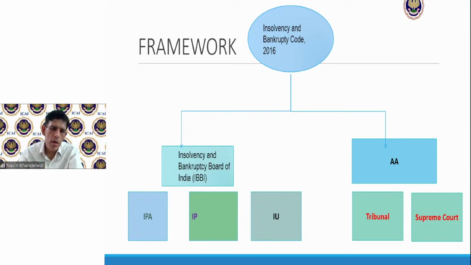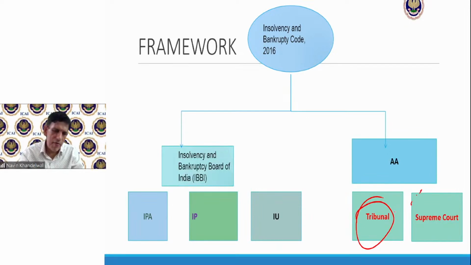Okay, so the framework of the IBC code, we have two frameworks. One is the IBBI and second is the adjudicating authority. IBBI is the regulatory agency for all the people who are involved in this whole process. And the adjudicating authority, that is the court, that is NCLT, decides on all the legal matters falling under this particular code. So under the adjudicating authority, we have the tribunal, and thereafter we have the Supreme Court. Even in the tribunal, there is the NCLT and the appellate tribunal NCLAT, both.